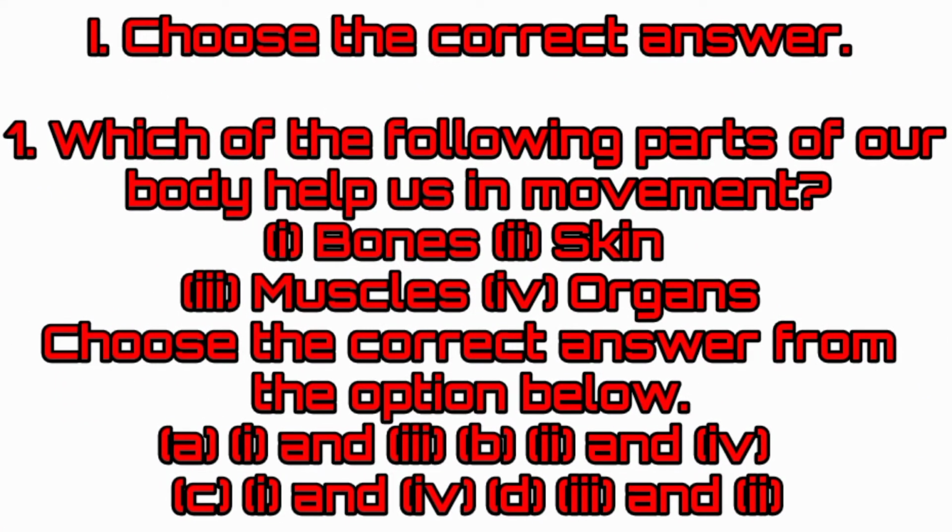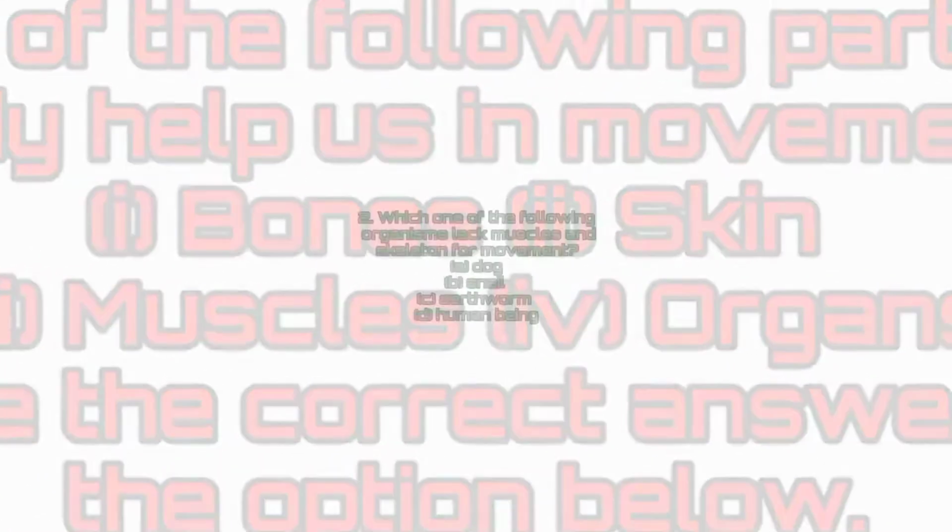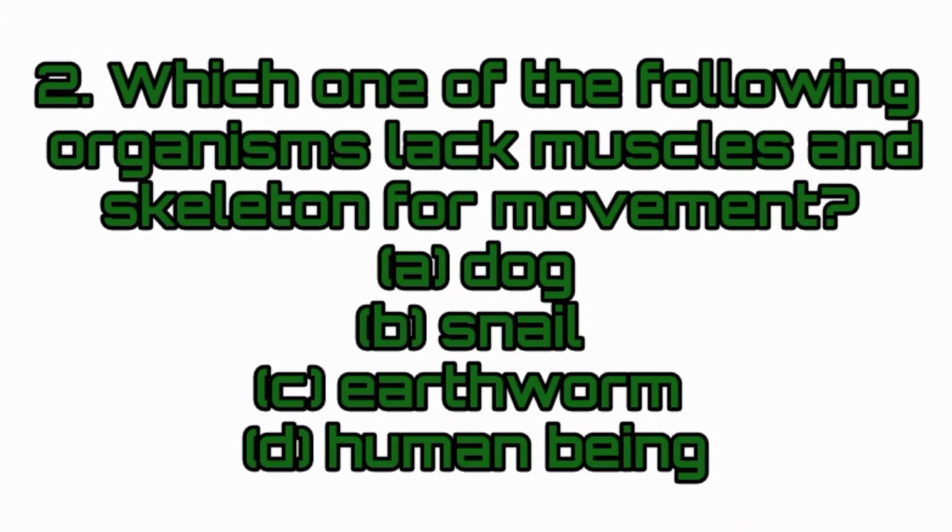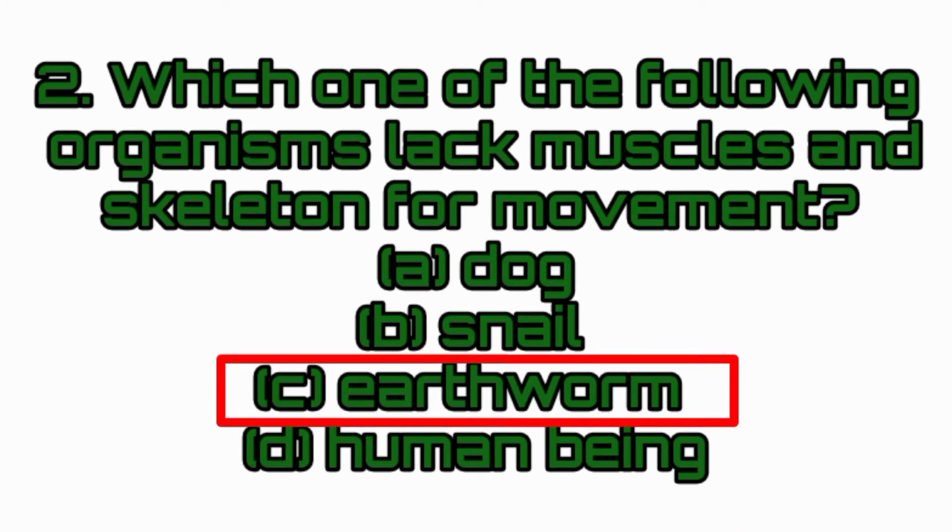Choose the best answer. Which of the following parts of our body help us in movement? Answer option A, bones and muscles. Bones and muscles are the parts of our body that help us in movement. Which one of the following organisms lack muscles and skeleton for movement? Answer option C, earthworm.